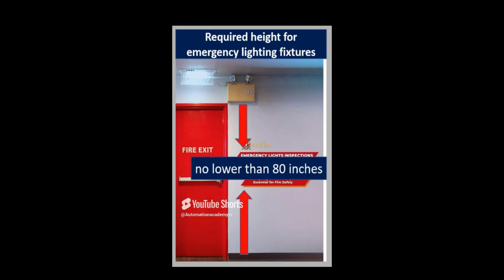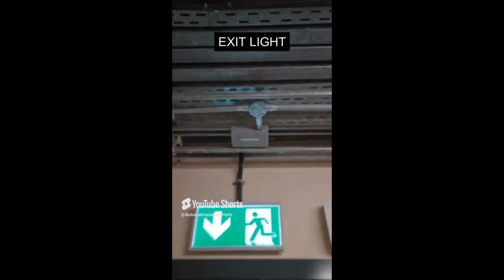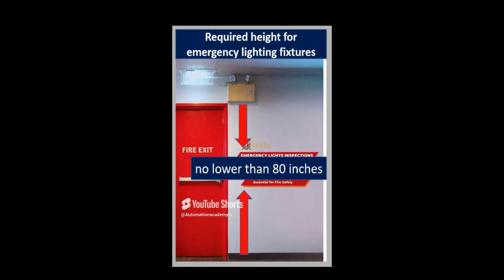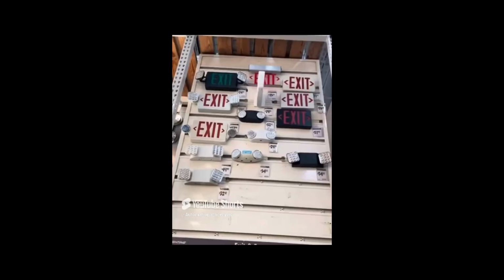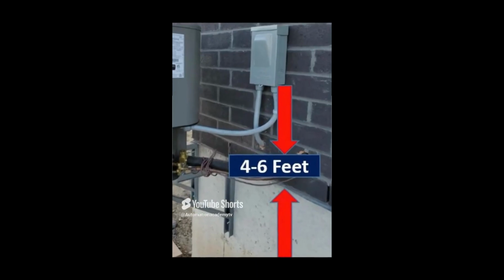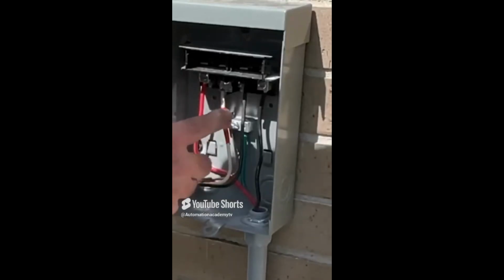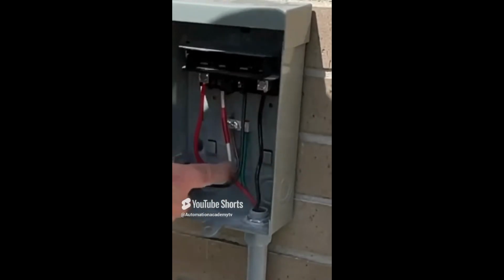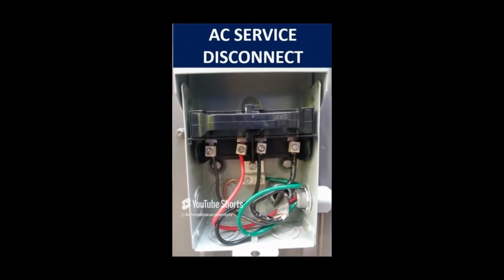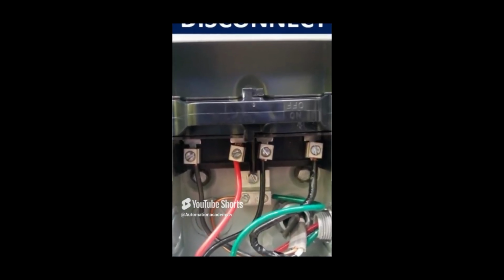What is the required height for emergency lighting fixtures? Answer: National Electrical Code 700.16 differs to NFPA 101, which requires emergency lighting to be positioned no lower than 80 inches to avoid obstruction. What is the minimum clearance for outdoor AC disconnect? Answer: National Electrical Code 440.14 requires the disconnect must be within sight of the equipment, within 50 feet and readily accessible. No specific height requirement, but commonly 4 to 6 feet.